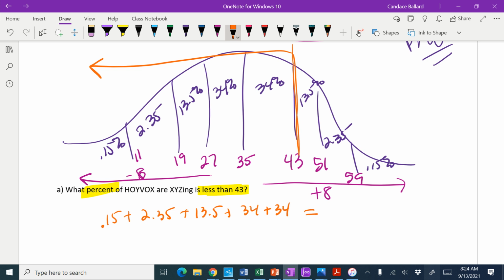Okay, did we get a number? What did we get? 84, and we put a percent symbol after it because it says percent, and what we were calculating in was already in percent, so we just leave it alone. All right, I'm going to erase that part. Let's go to the next part.